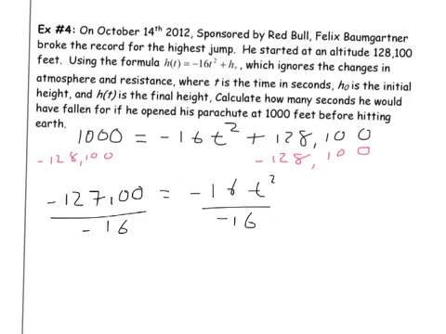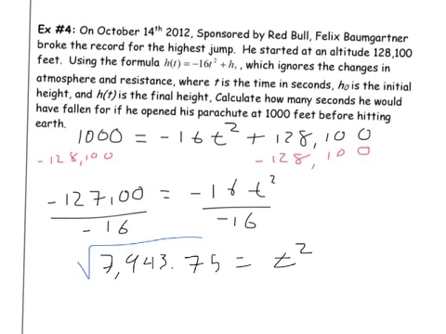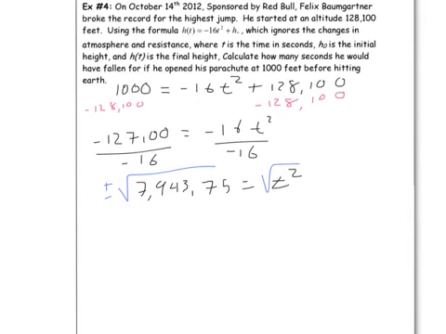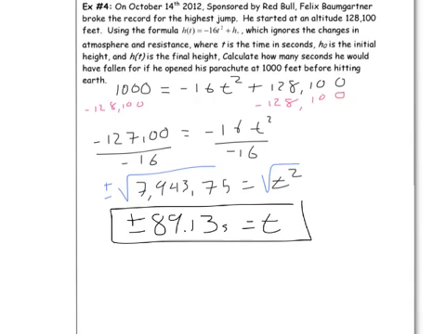This looks like a calculator problem to me. And yeah, I end up with positive 7,943.75 equals t squared. Take the square root. Technically, anytime we take the square root, I should put the plus or minus sign there. And also looks like a calculator problem for me. And so I end up with t equals, technically plus or minus, about 89.13 seconds, right? Okay, well, it's not going to be negative time. He didn't fall for a negative amount of time, so he fell for a positive amount of time.